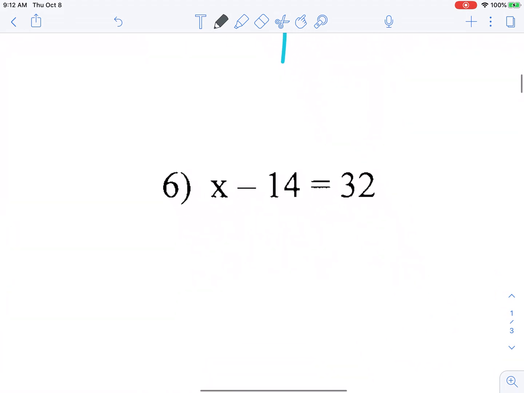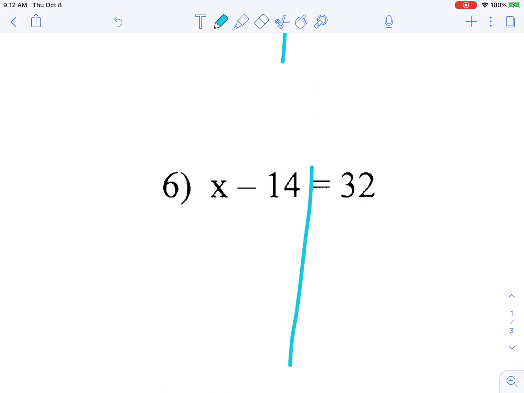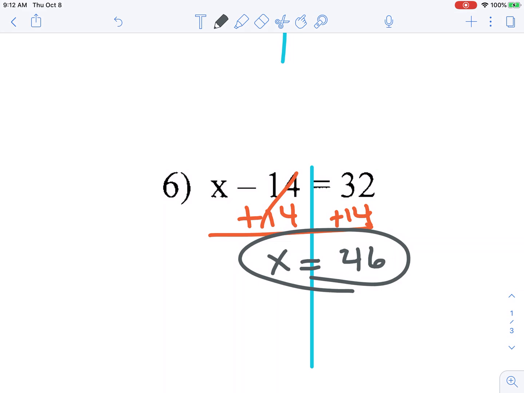Oops. Okay. And then this one. Now I'm going to add 14 because it's subtraction, and the opposite of subtraction is addition. Those cancel out, leaving me with just x on the left and 46 on the right. And then if I did 46, take away 14, it really does equal 32.